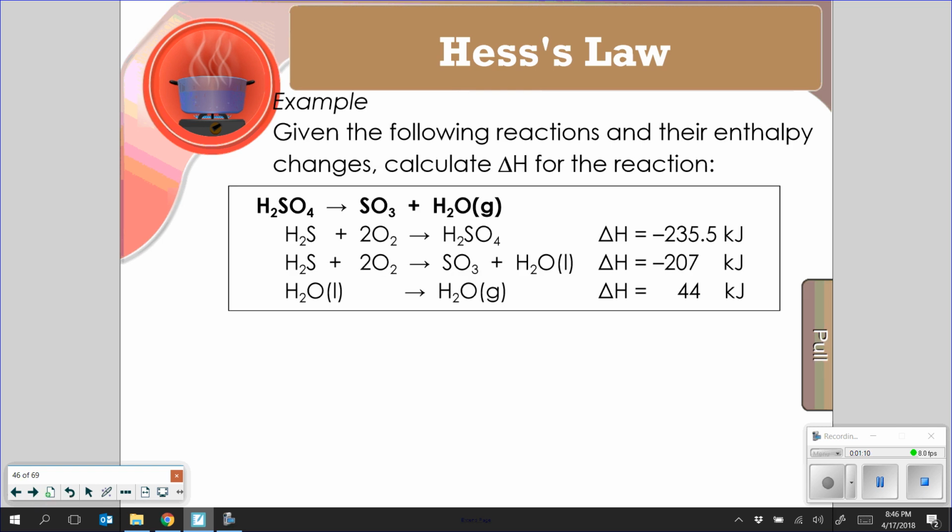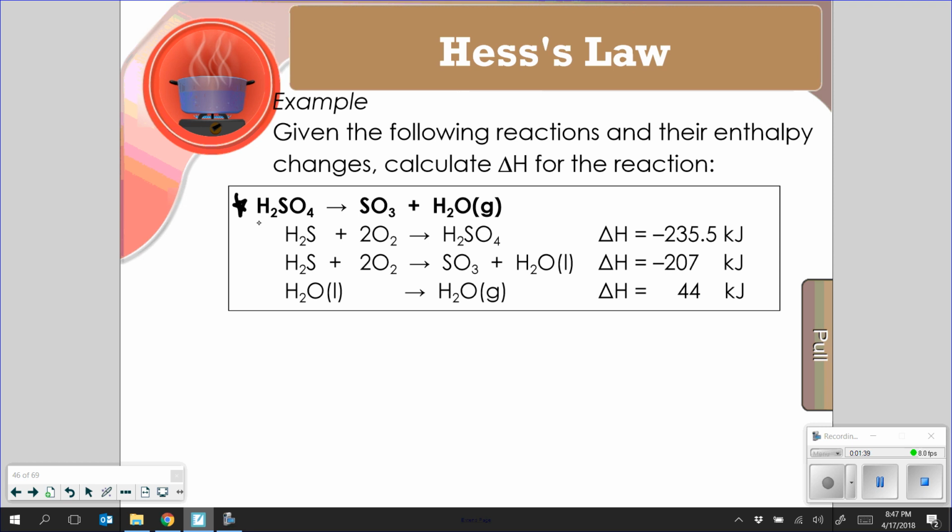It says, given the following reactions and their enthalpy changes, calculate delta H for the following reaction. So you see we've got my overall primary reaction right here. And this is the reaction that we are trying to find the enthalpy for. We don't have it, but we do have these three subreactions that it goes through, and we do have the enthalpy for those. So what I like to do is start with one of the entities in the primary reaction and find it in the subreactions, and then manipulate each equation accordingly.